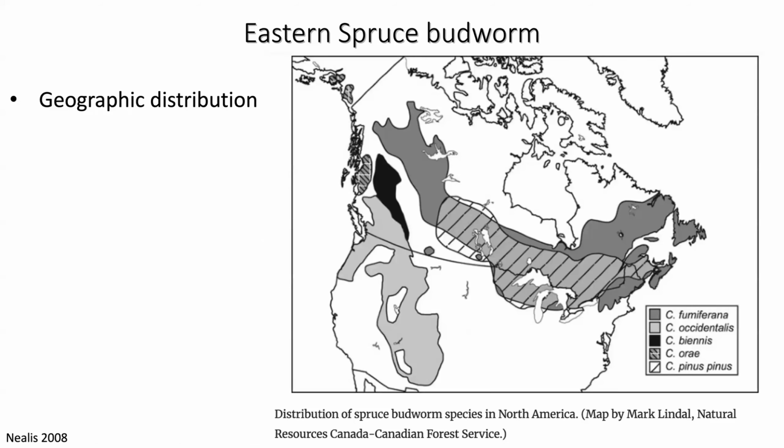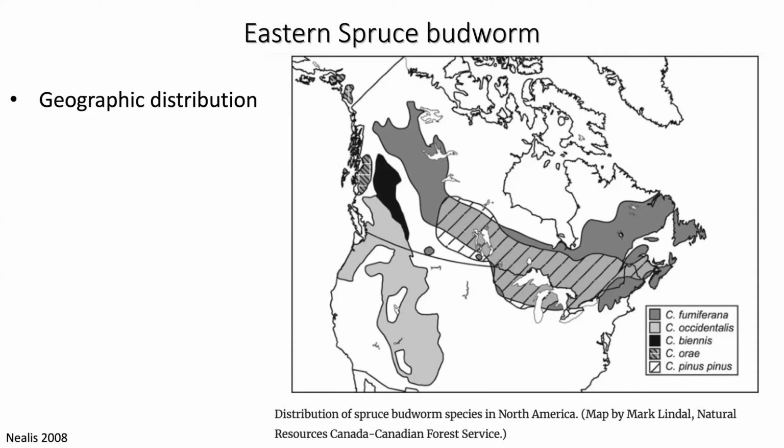The geographic distribution of the species is as follows. So this is a diagram with a few different budworms. The eastern spruce budworm is the dark gray here. So it goes everywhere from Newfoundland boreal forest through the Maritimes, Quebec, Ontario, and then up through sort of northern parts of the boreal forest. Not very common west of the Rockies, but common in other areas, particularly in eastern boreal forests.